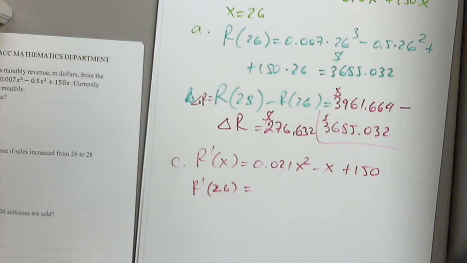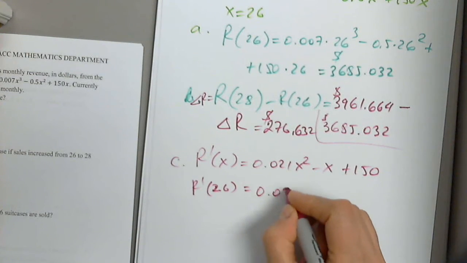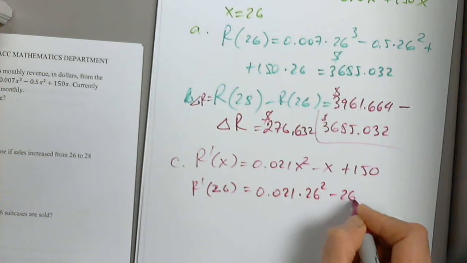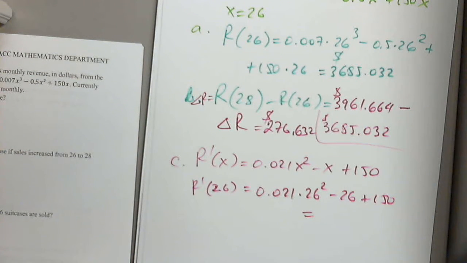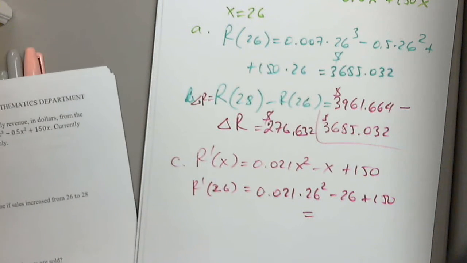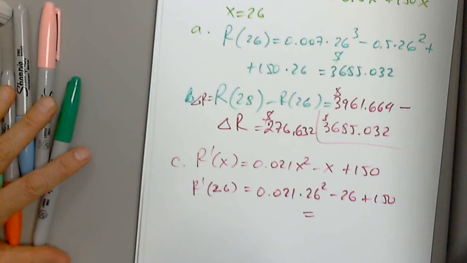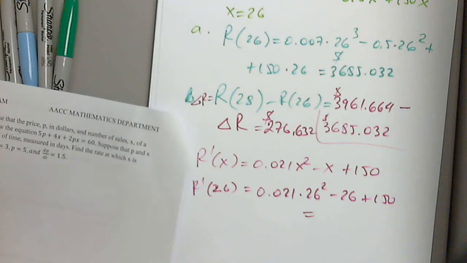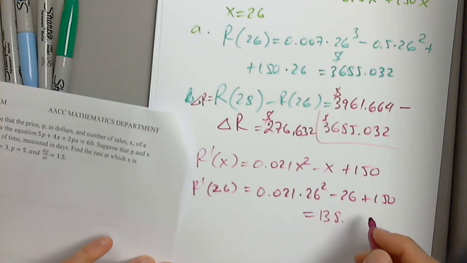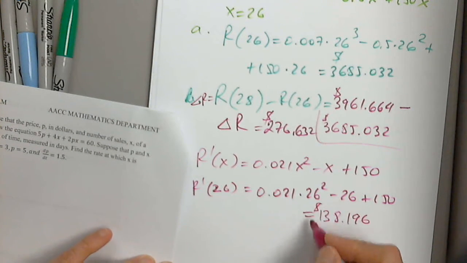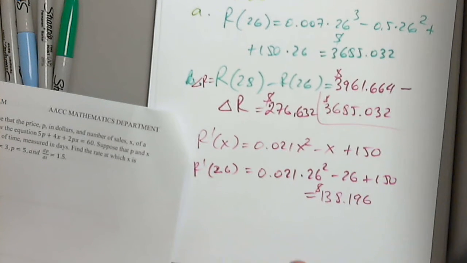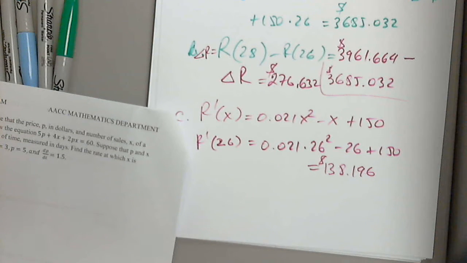It will predict the cost of the 27th. So 0.021 times 26 squared minus 26 plus 150. And let me know what we get. $138.196. So the cost of the next one would be 138.196.